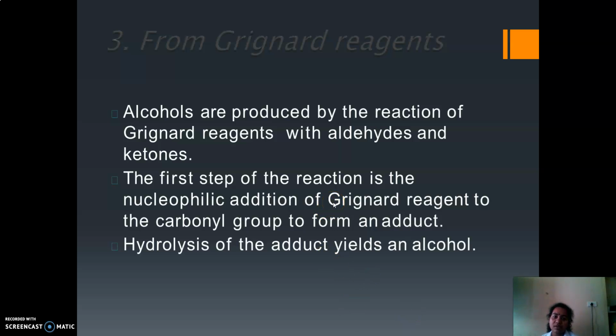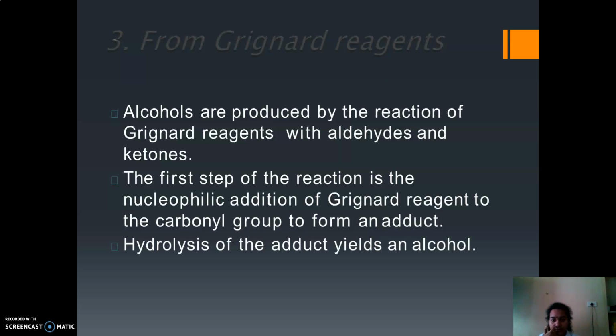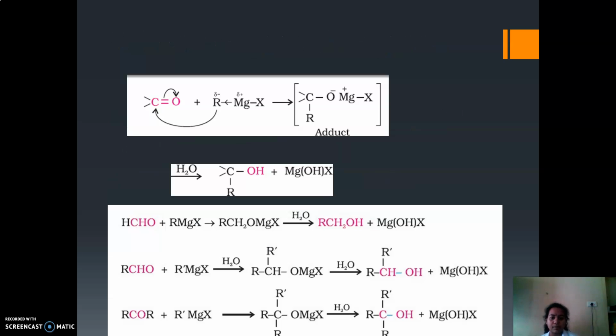So we are producing alcohols from aldehydes and ketones using Grignard reagent. The first step is the nucleophilic addition of Grignard reagent to the carbonyl compound. Then there is a formation of adduct. Then hydrolysis of the adduct. So it contains mainly 3 steps. First is nucleophilic addition, then adduct formation, then hydrolysis of the adduct.